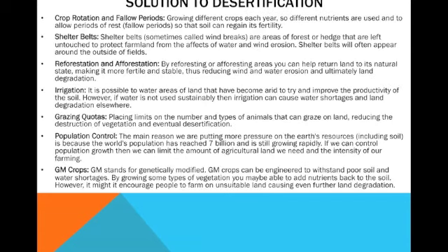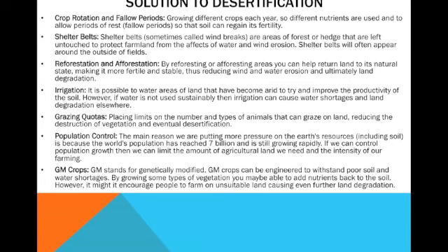What are some solutions to desertification? Well, crop rotation and fallow periods. Growing different crops each year, so different nutrients are used, and allowing periods of rest, also known as fallow periods, is good because it means that soil can regain its fertility.